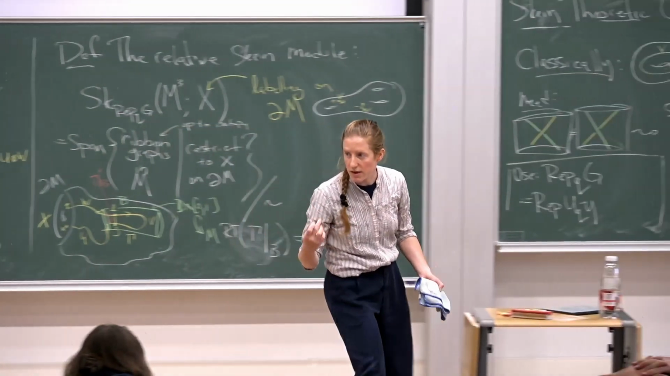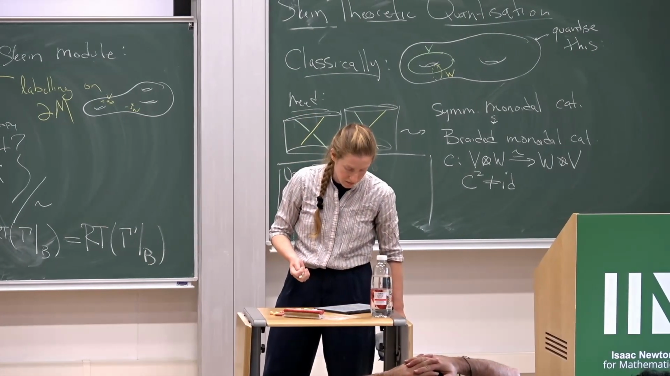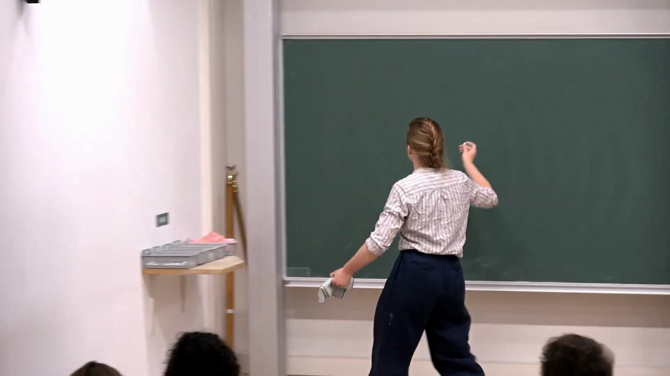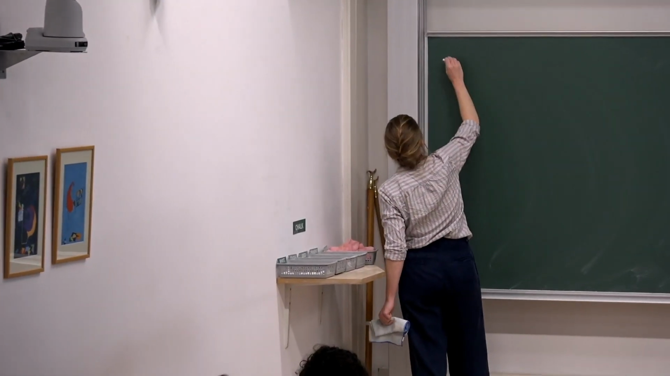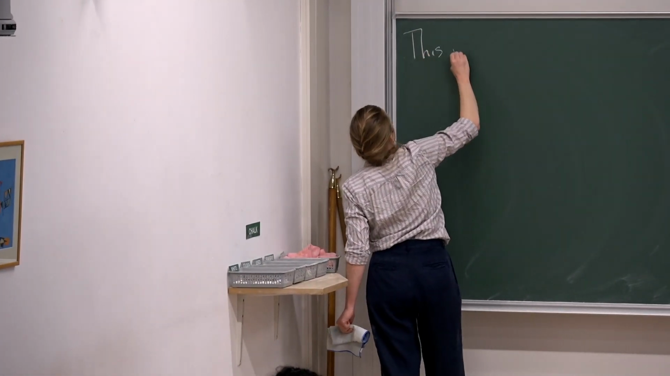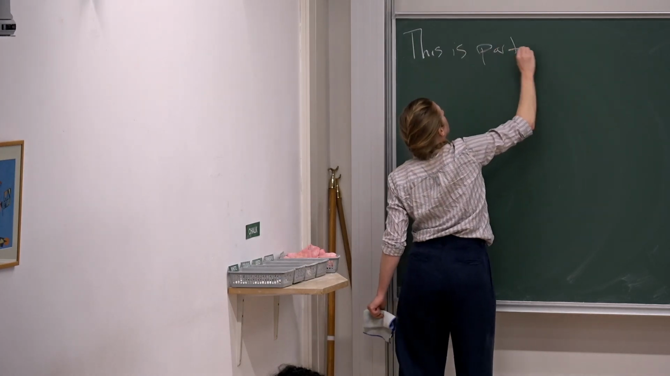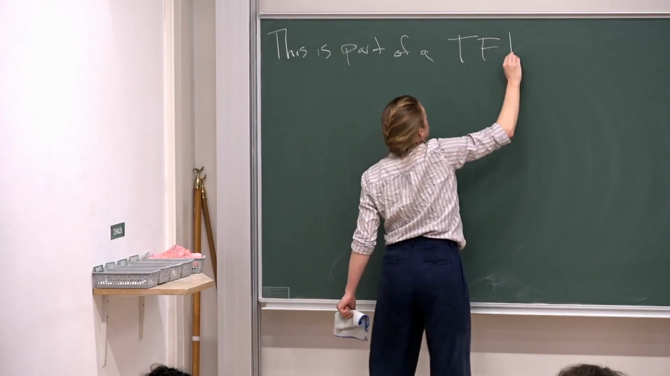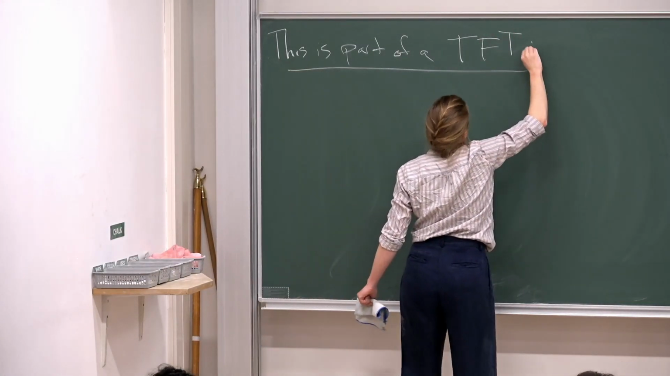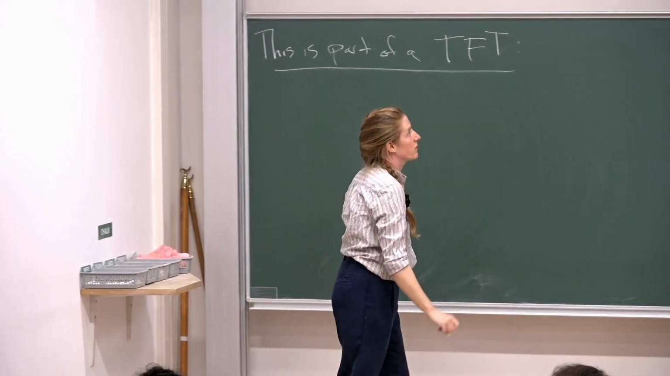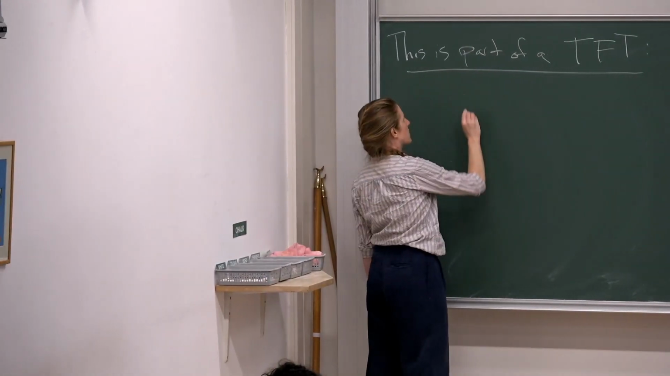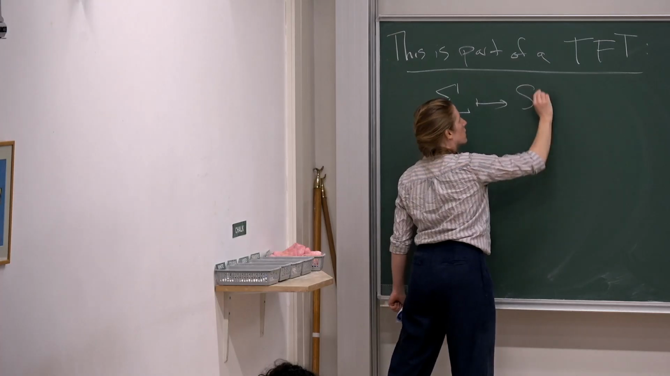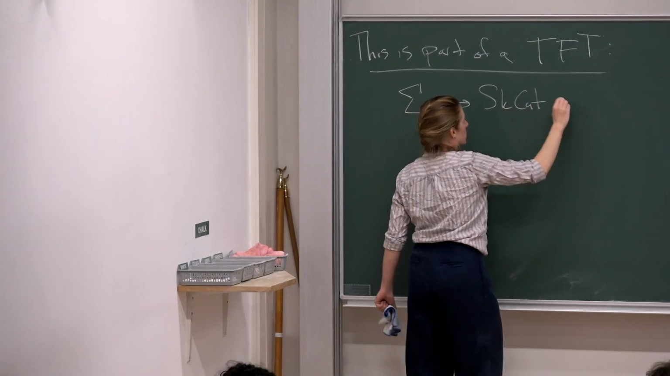Yeah, and then you have to understand the Poisson structure to really get the quantization aspect of it. Okay, but as promised, this is part of a TFT, a topological field theory. In particular, some four-dimensional topological field theory. And just to say what that thing is, it's the field theory which on a surface assigns the skein category of the surface.